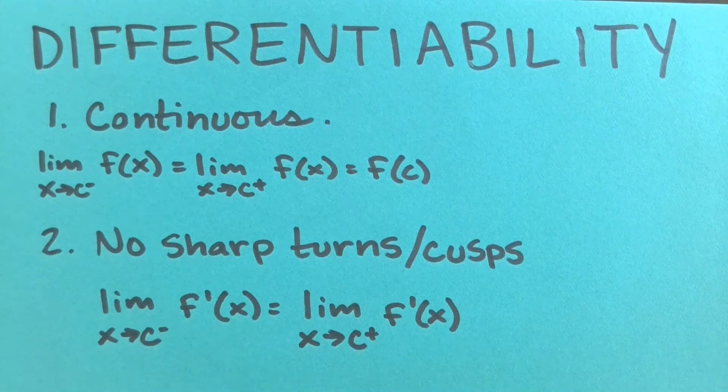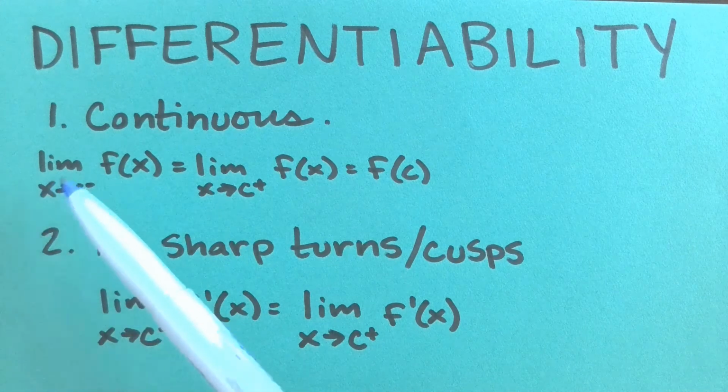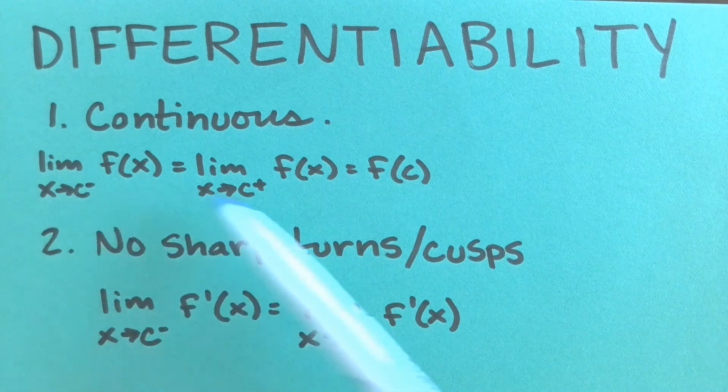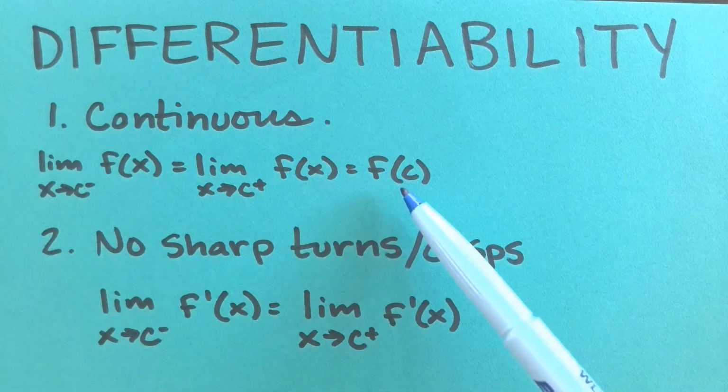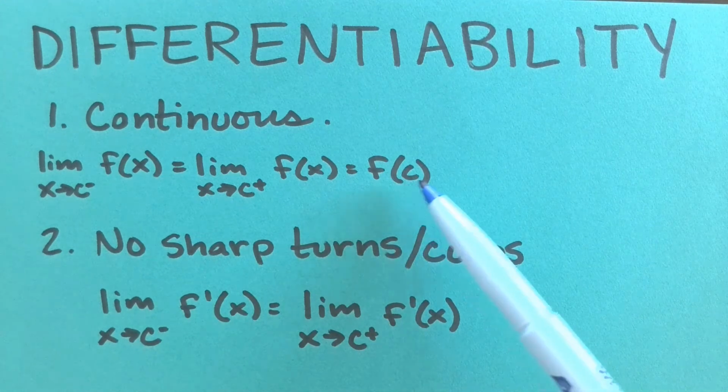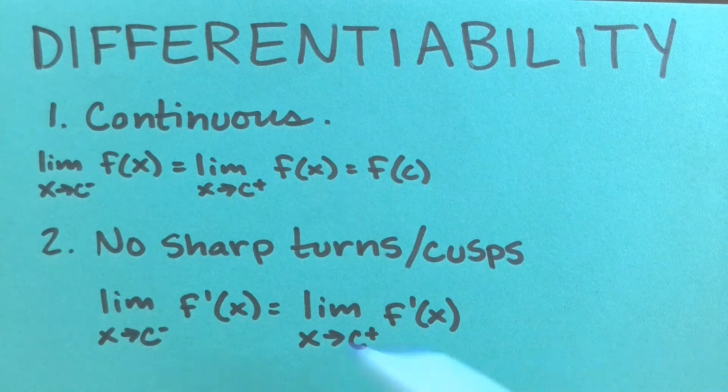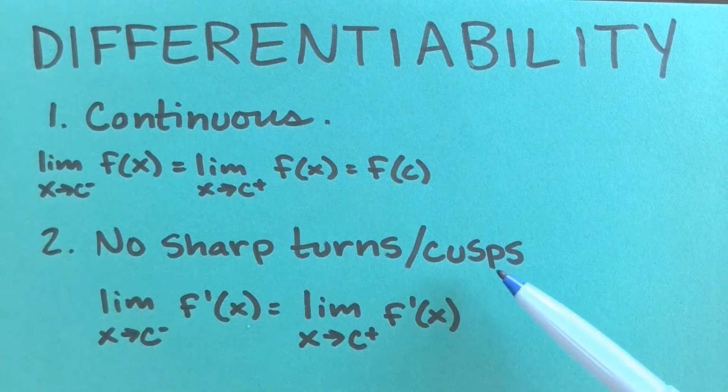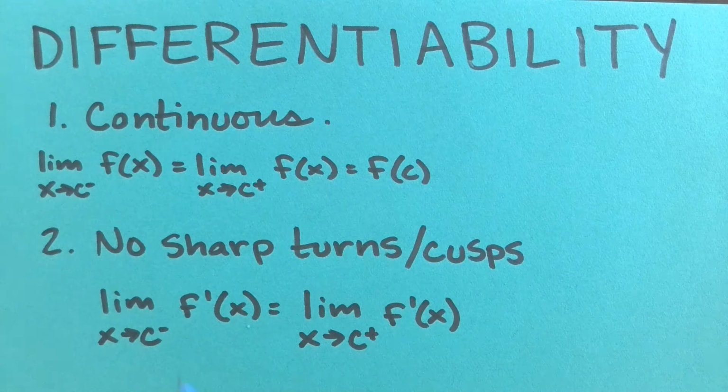For a function to be differentiable, first it has to be continuous. So for every value, the limit as x approaches a value from the left has to be the same as the limit from the right, which has to be the same as the value of f of whatever that number is. It also can't have any sharp turns or cusps, which algebraically translates to the limit as x approaches c from the left of f prime has to be the same as the limit as x approaches c from the right of f prime. So we're talking about the derivative from the left and the derivative from the right have to approach the same instantaneous slope.